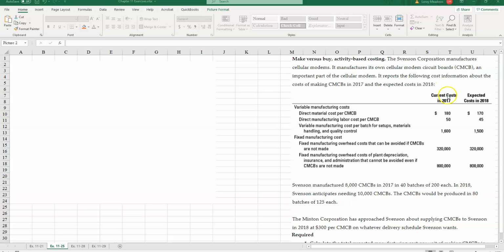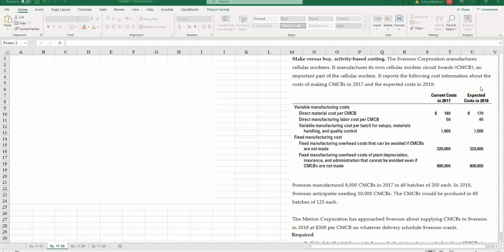Current costs in 2017. Are these individual dollar amounts relevant or irrelevant information? Well, they would be irrelevant information. Why? Because these are sunk costs. These are costs that have already been incurred. So these are irrelevant to the decision-making process. However, the costs expected in 2018 are relevant. Why? Because they are expected to be in the future.